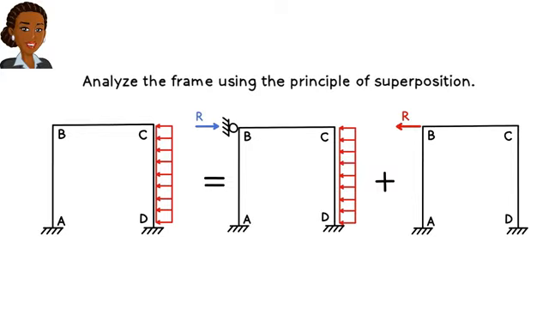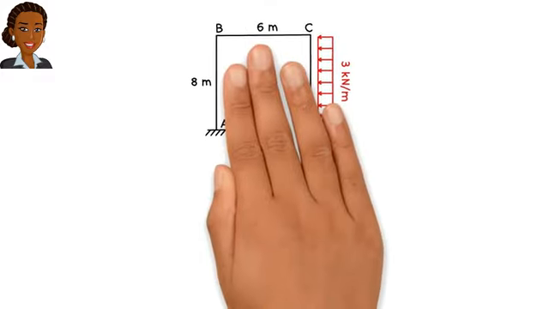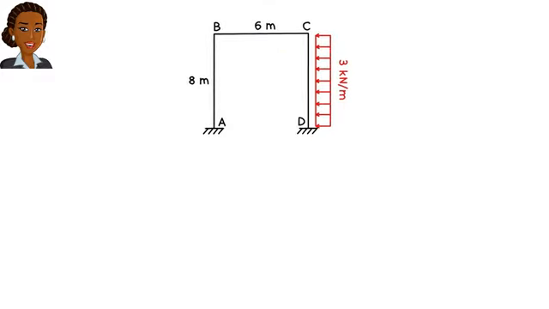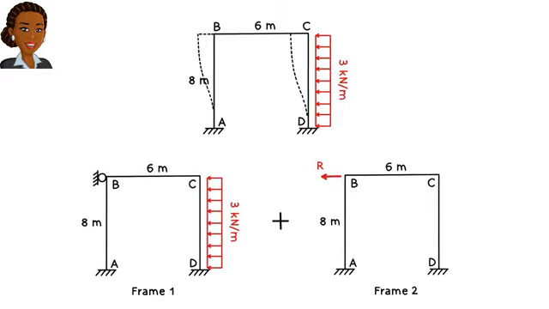Let's examine this solution strategy in more concrete terms. Suppose we want to analyze the frame shown here using the moment distribution method. We know that the frame is going to have a lateral displacement like this. So we can view it as a superposition of these two frames, where R in frame 2 is the magnitude of the horizontal reaction at B in frame 1.